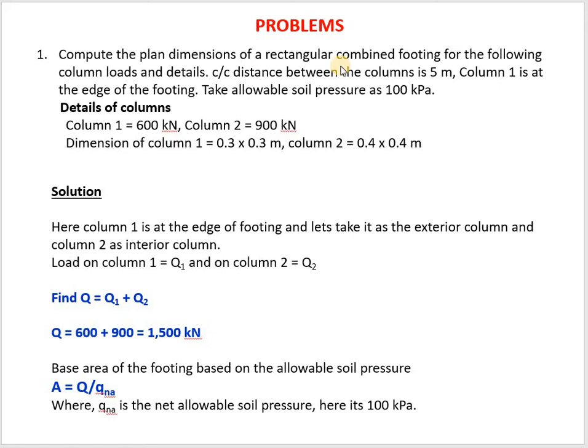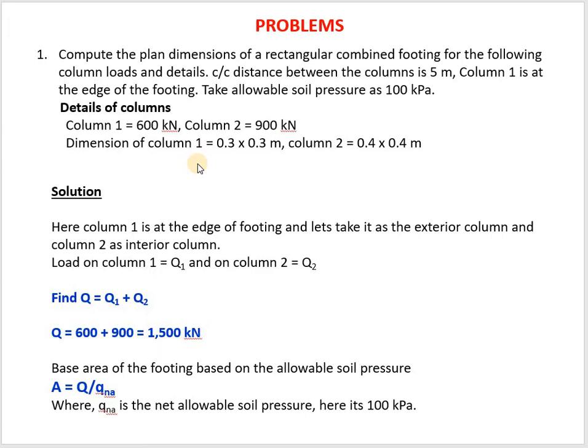In some cases, the question can be asked in this way also: they will give you the center to center distance as well as the column loads and dimensions, and based on that you must decide whether you should provide a rectangular base or a trapezoidal base. That part will also be discussed in this problem. So moving on to the solution, first you need to find the total resultant load coming onto the footing.